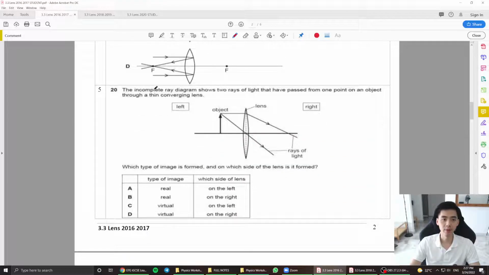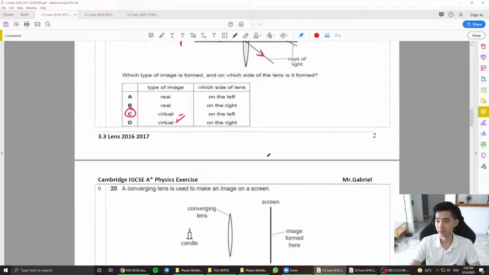And question number 5, the incomplete ray diagram shows two rays of light passing from one point of an object through a thin converging lens. Which type of image is formed and which side of the lens is it formed? Yet again, you'll notice that these two light rays are diverging. Means to say they are actually going to converge somewhere at the back here, and this is obviously a magnifying glass yet again. So it's definitely going to be virtual, and the image will definitely form on the left, right? So C is the answer here.